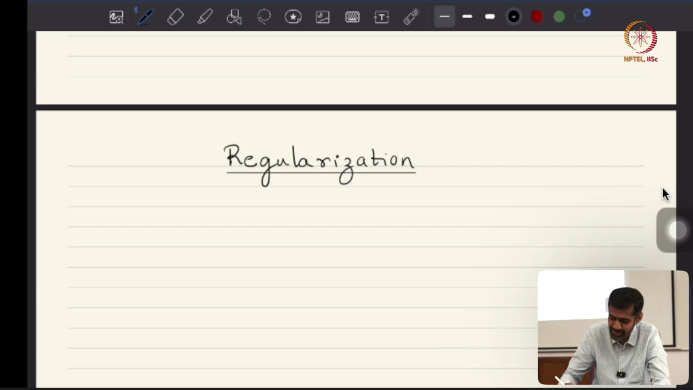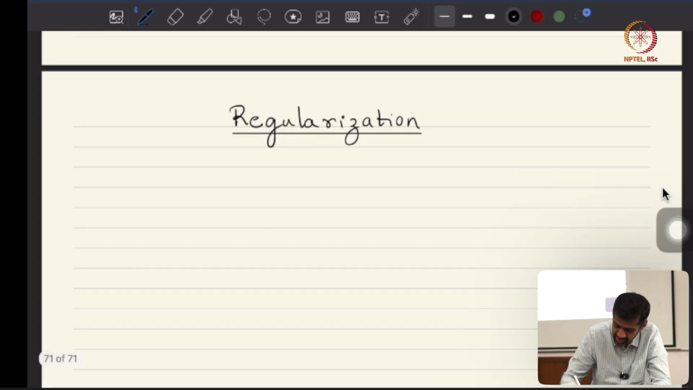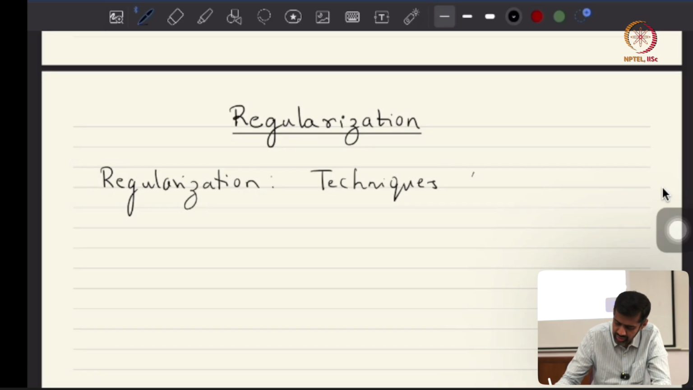That is why I had to give such a long prologue today. Regularization refers to techniques to increase the model bias.